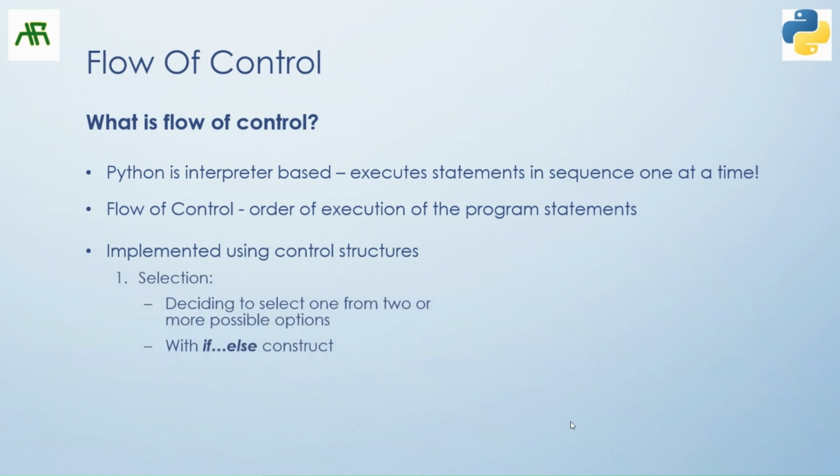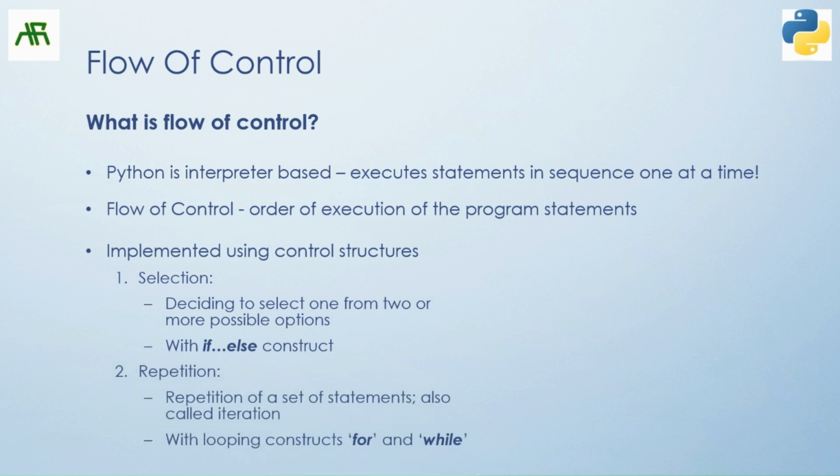One is selection, deciding to select one from two or more possible options. This is done with an if-else construct. The next is repetition, a repetition of a set of statements. It's also called iteration. This is done through two kinds of looping constructs: one is the for loop and the other is the while loop.